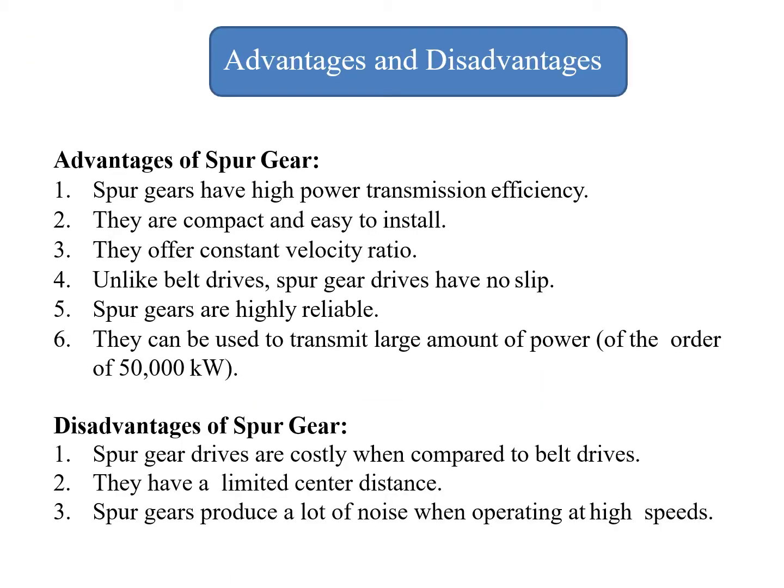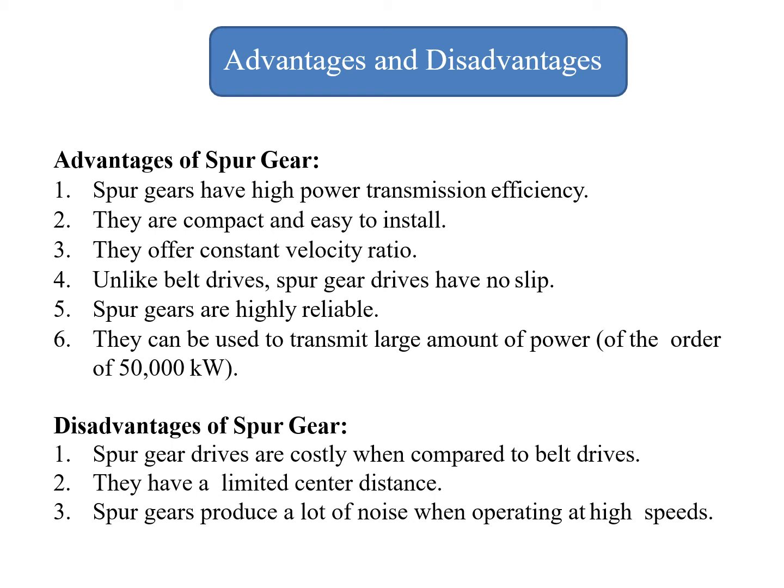Now talking about the advantages and disadvantages of spur gear. Spur gears have high power transmission efficiency. They are compact and easy to install. Because the teeth are straight, they are easy to manufacture and even cheap also. They offer a constant velocity ratio.